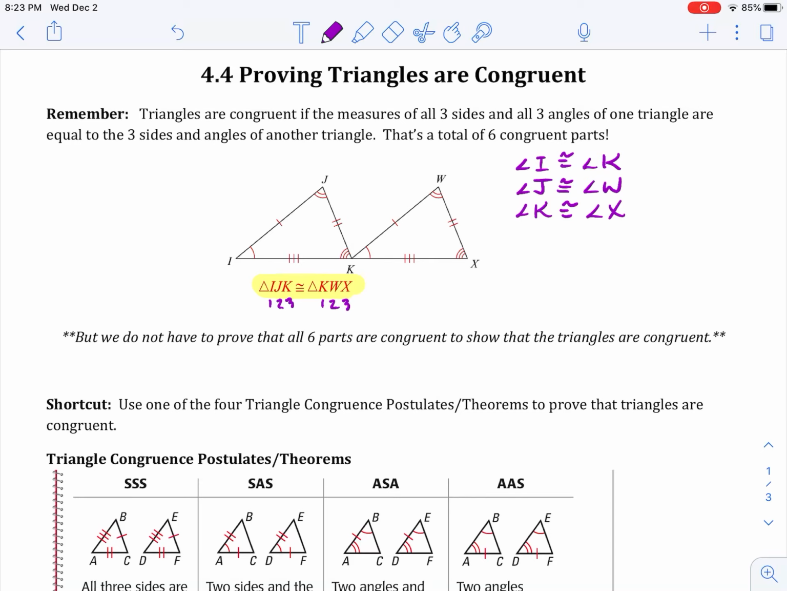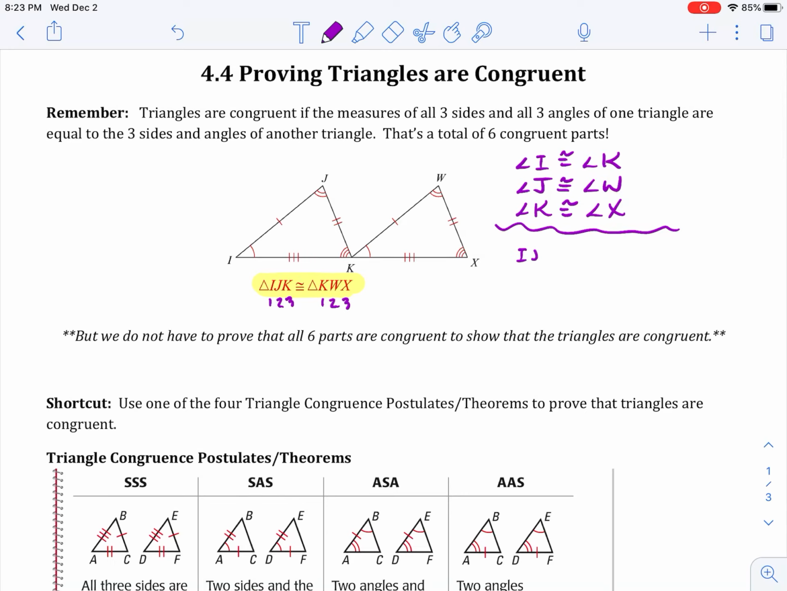If we move over to the sides instead, we're going to talk about IJ first. It has a single tick mark on it. Right? If you look at it, it has a single tick mark on it. And if you go to the other triangle, so does KW. And so IJ must be congruent to KW because of the way they're marked. Or you could look at the congruent statement and say I and J are in the first two spots, and so are K and W.